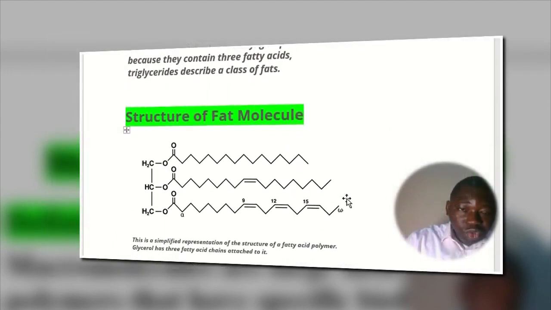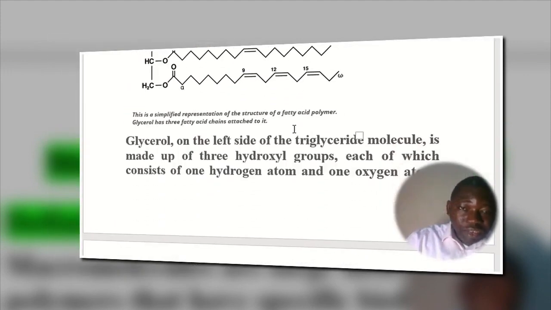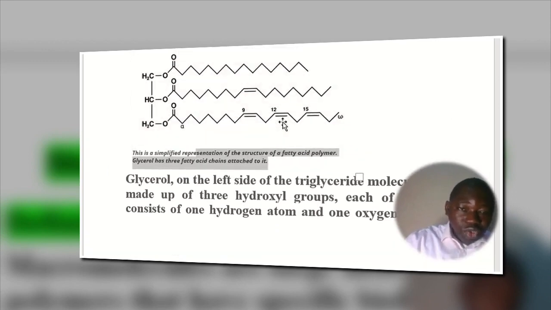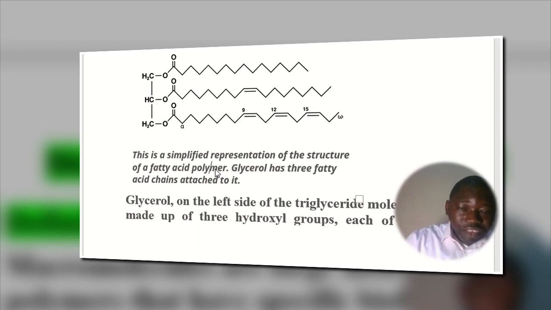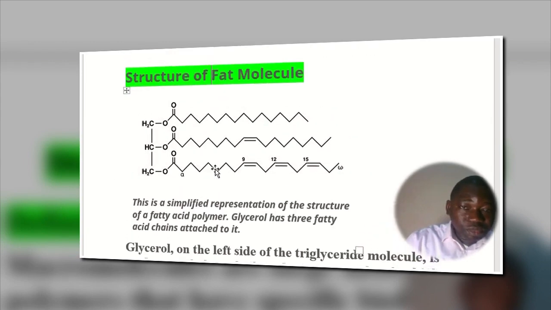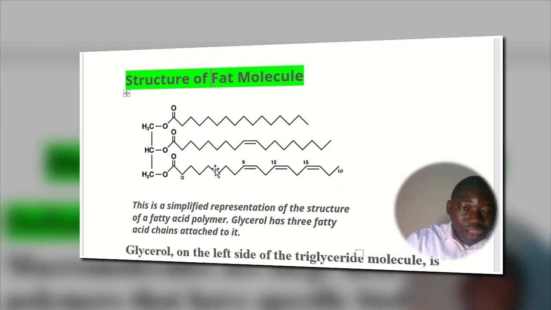Structure of fat molecules. Here we have another of the structures of fat molecule, and I am going to do an explanation of this structure at this time. This is a simplified representation of the structure of a fatty acid polymer. Glycerol has 3 fatty acid chains attached to it. So this is a fatty acid polymer, and we can see 3 fatty acid chains attached.